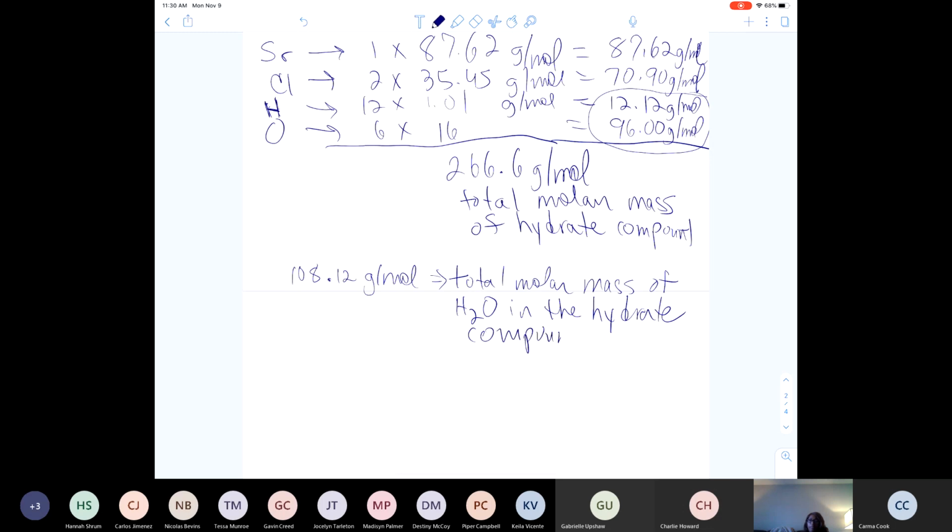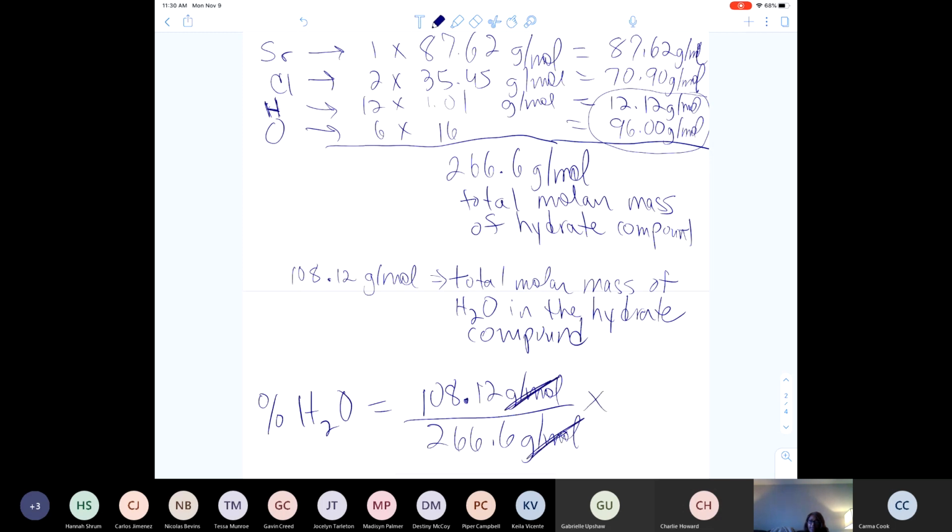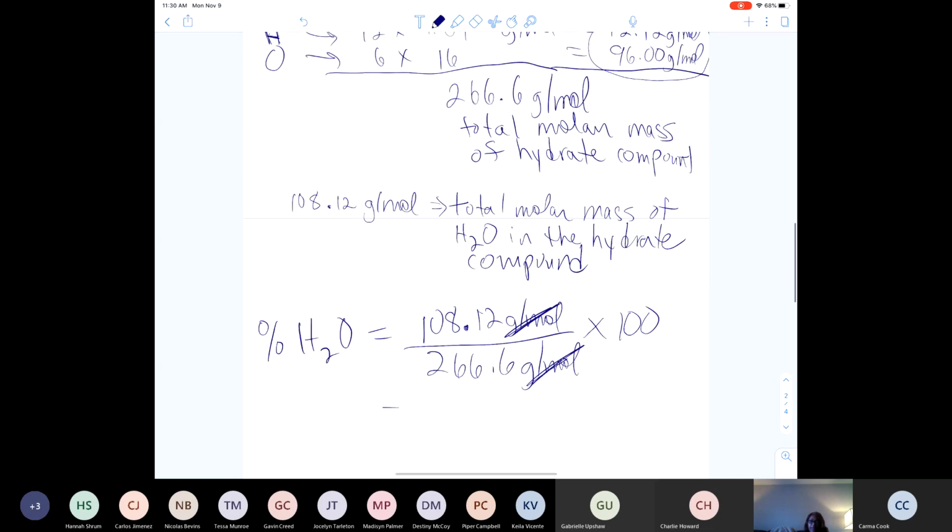And so our percent water is 40.4. Thank you, Gabrielle. And that is found by taking 108.12 and dividing by the total molar mass of the compound. The grams per mole units cancel, and you get your 40.4%.